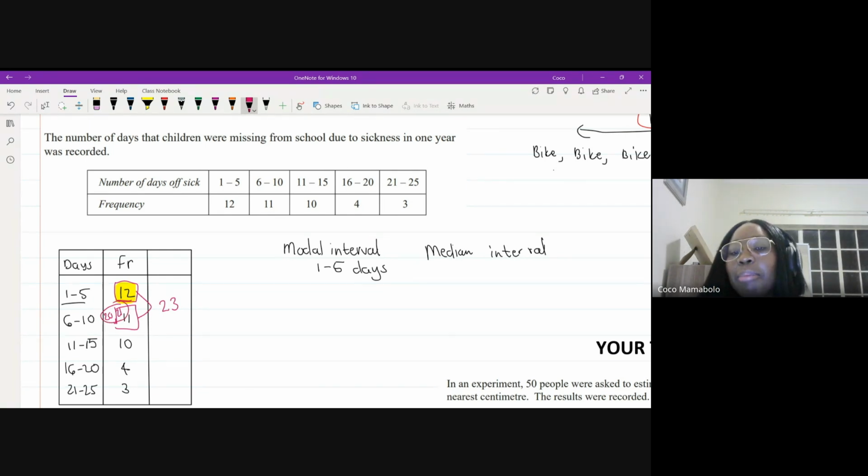So what is my median interval? My median interval is 6 to 10. All right, 6 to 10 days is my median days sick. 6 to 10 days. Thumbs up. Are we okay with this? We're doing the exact same thing we did with discrete data. It's just this time we're doing it with continuous data. And now I'm going to give you an example to do on your own.